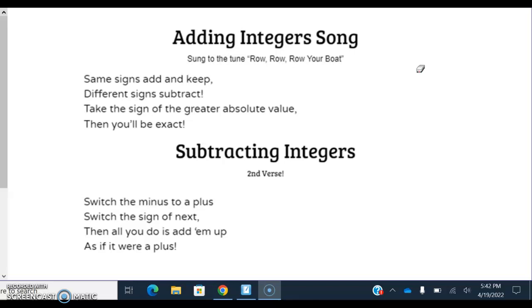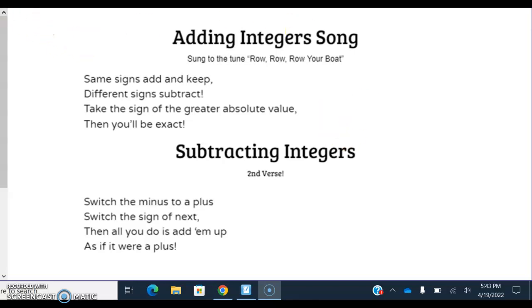Here we go. Adding integer song. Same signs add and keep, different signs subtract. Take the sign of the greater absolute value, then you'll be exact. Switch the minus to a plus, switch the sign of next, then all you do is add them up as if it were a plus.